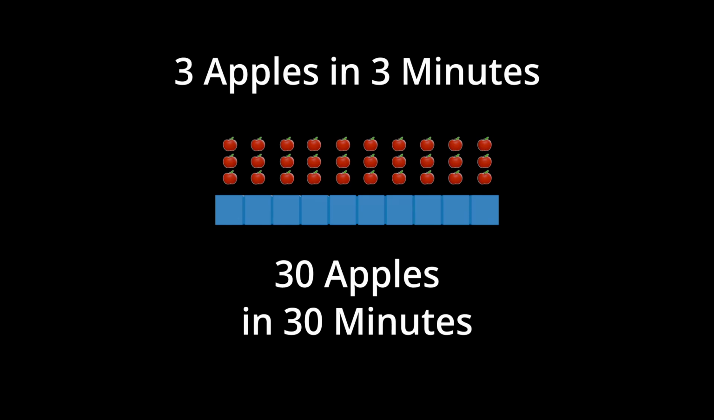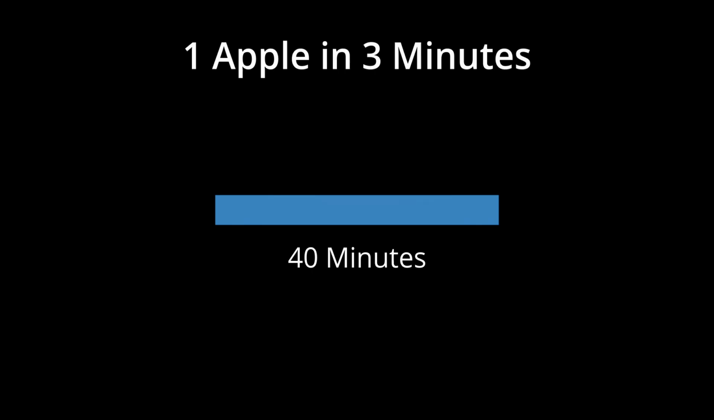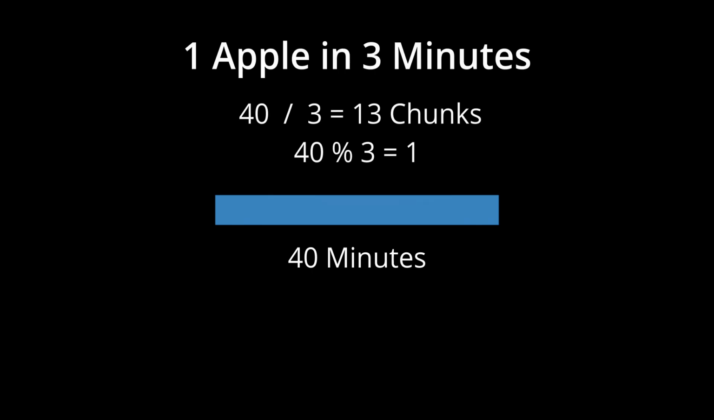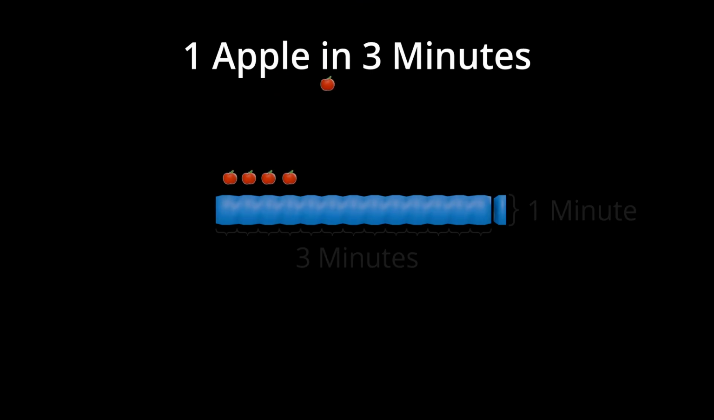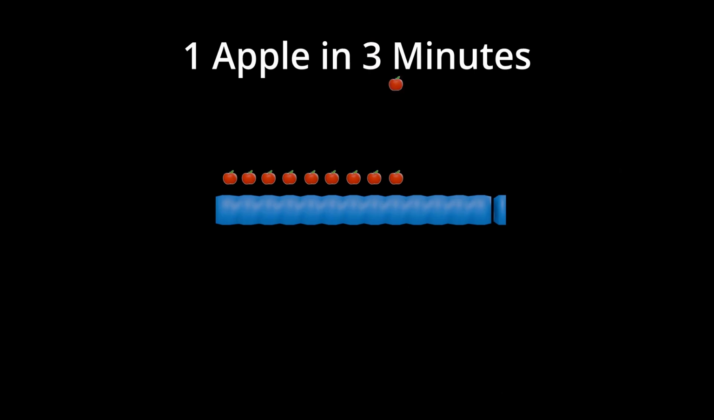That's all straightforward, but what if instead I think about 40 minutes? If I gather one apple in 3 minutes, then I divide 40 by 3 and get 13 with a remainder of 1. In each of the 13 3-minute long chunks of the 40 minutes, I can gather one apple, but then I don't have enough time to gather another apple, so I end up with just 13 apples.